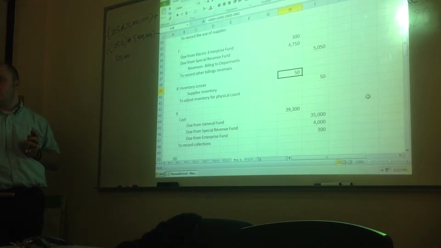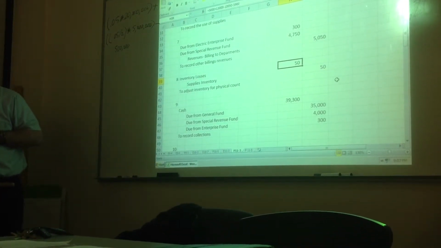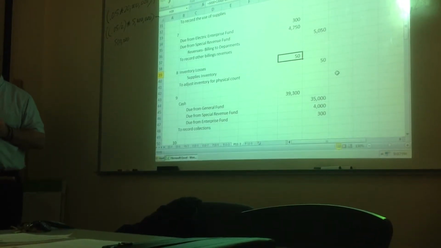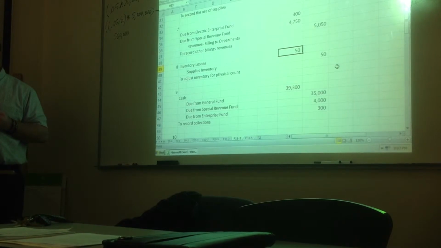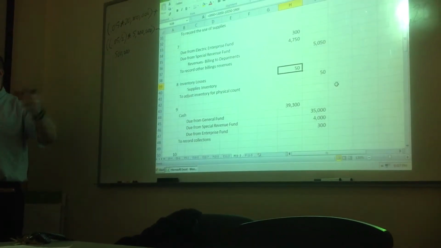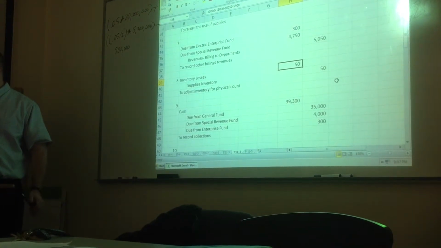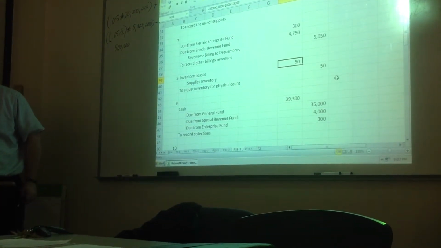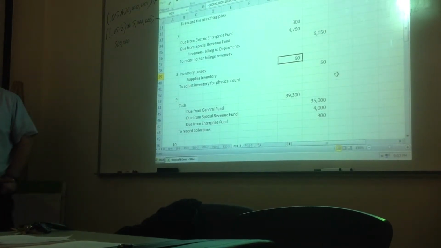Inventory losses, $50. Where does it come from? The inventory of supplies at year end was $5,900. So it gives you the end of year supply number. Then you have to go back and calculate what the difference is, what you used in supplies. So if you start up at the top, you start the year with an inventory of 3,000.